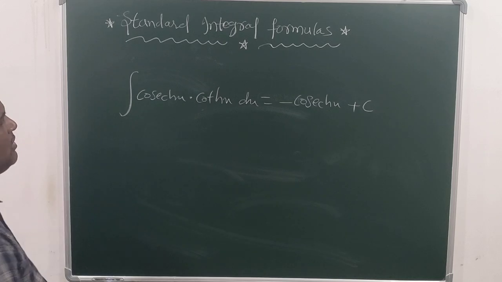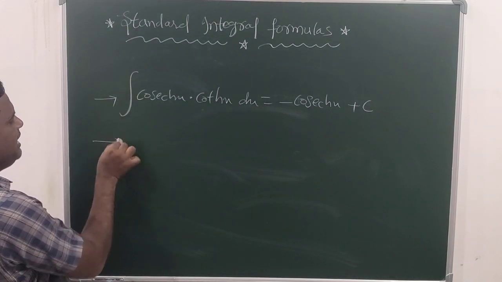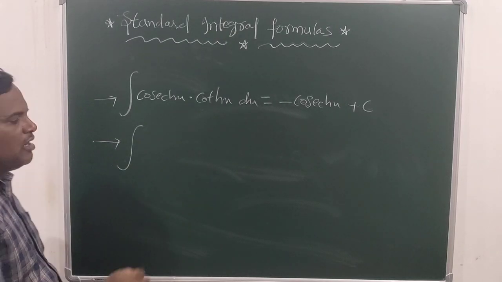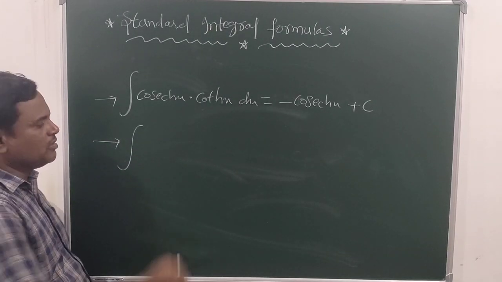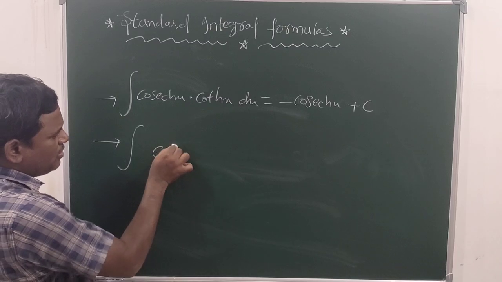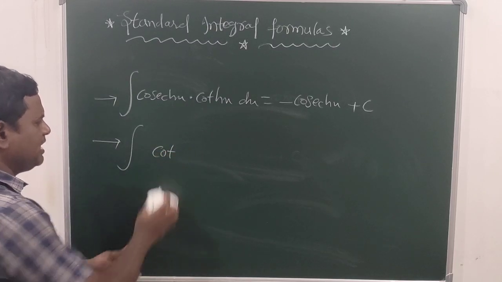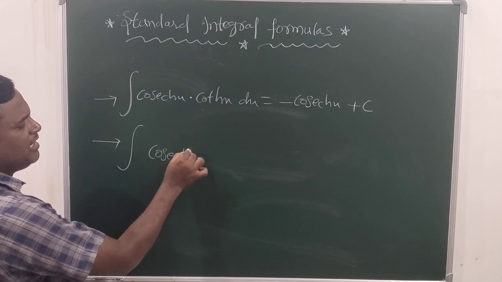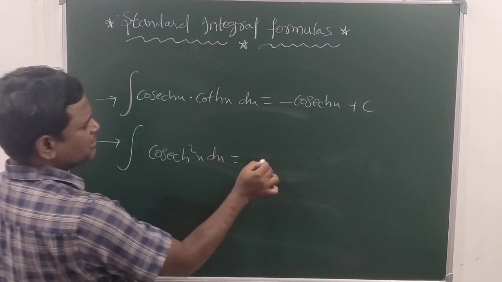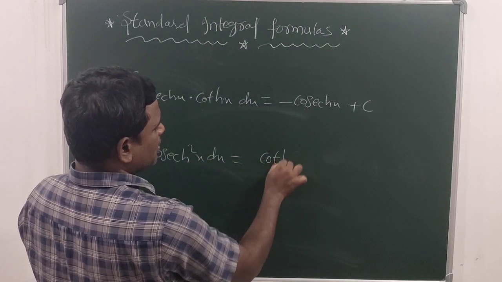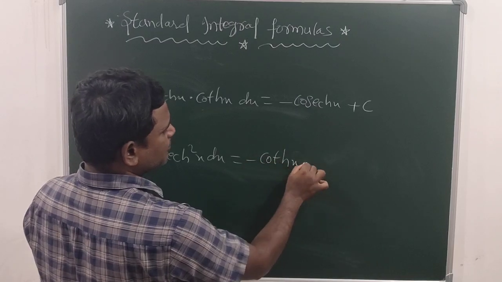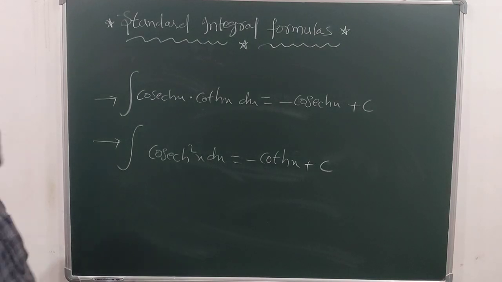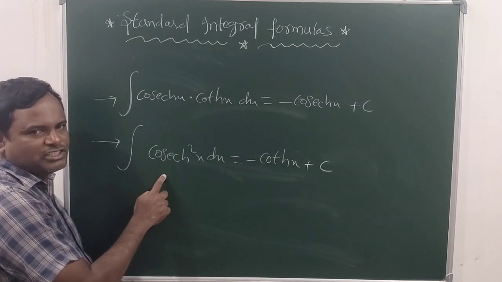Okay, students. Next, integral of cosech square x dx, which is equal to minus coth x plus c. Minus coth x plus c, because whose derivative will be this much.